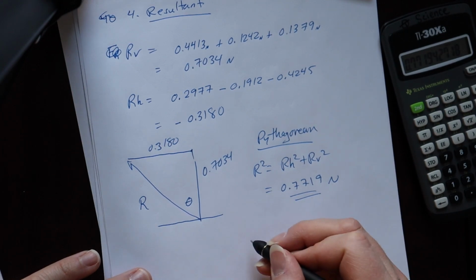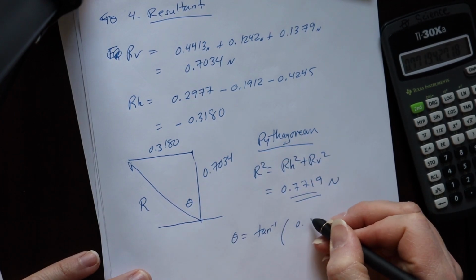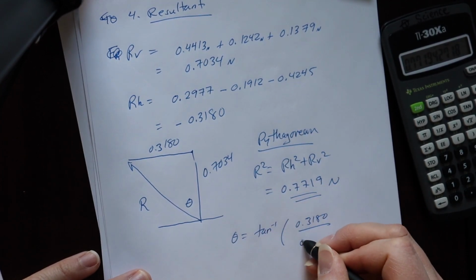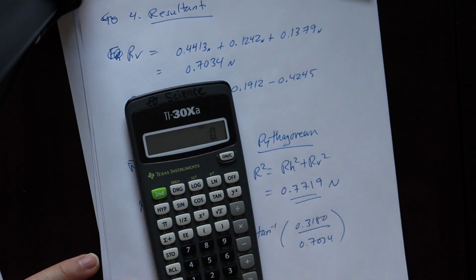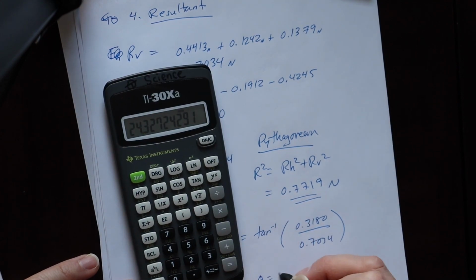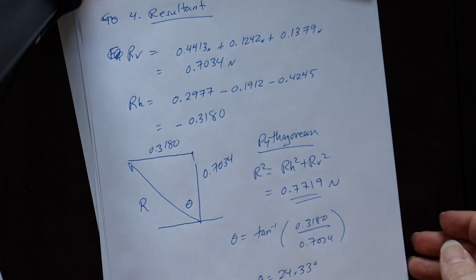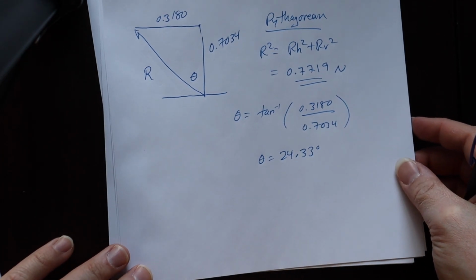And then the angle, we can use tan inverse opposite over adjacent. So these numbers, 0.3180 divided by 0.7034. Second feature, tan, gives me an angle of 24.33 degrees. So if we were to put these to 2 sig figs, sorry I got a little cut off there, just the math we just did.